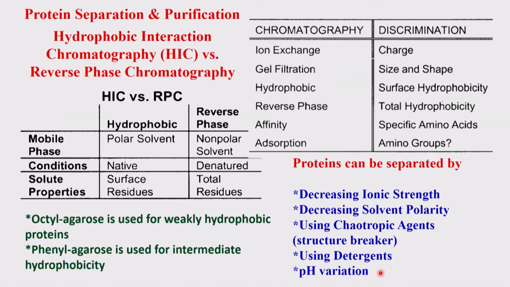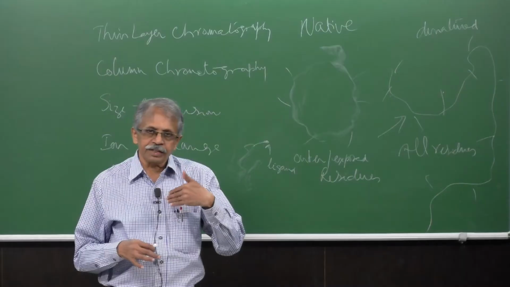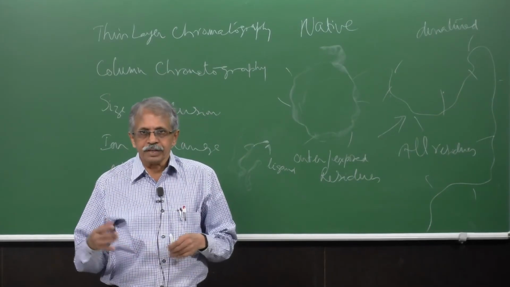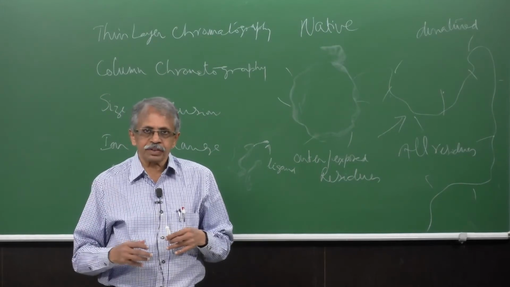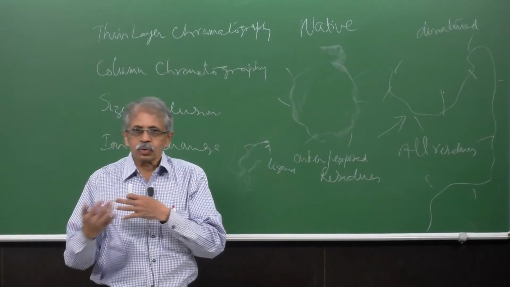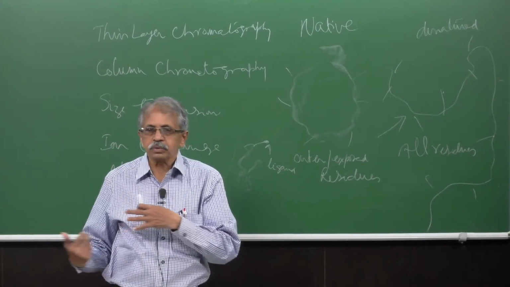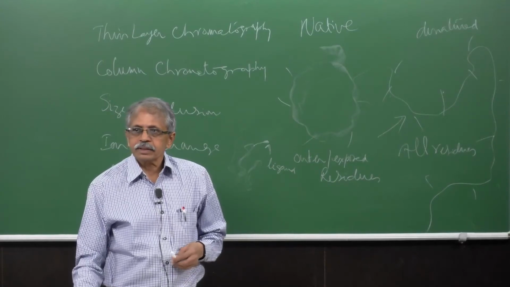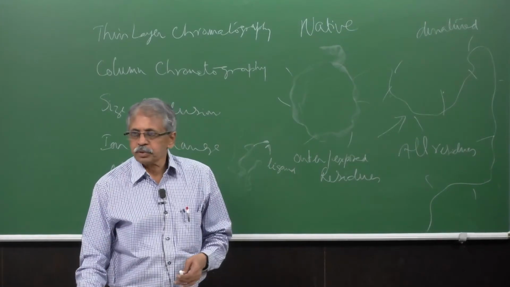So, you can vary the solvent, you can vary the pH, you can vary the ionic strength, you can vary the chaotropic salts, you can vary some kind of organic things which are detergents. Some of them will dissolve it, some of them will not. So, those which will not dissolve will come out, and those which will dissolve will stay in. So, these are the kinds of things used for separation when it comes to the protein.